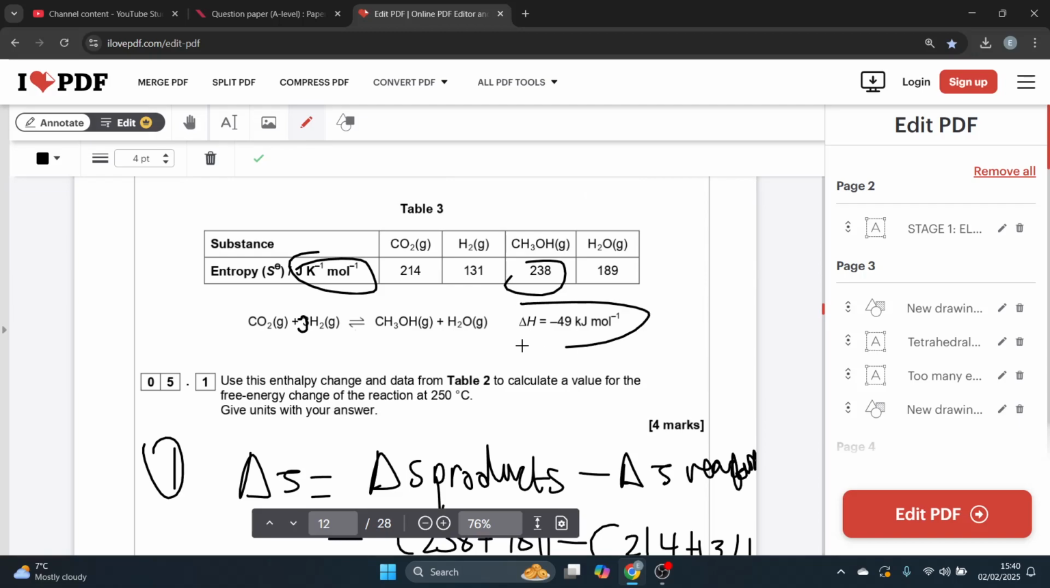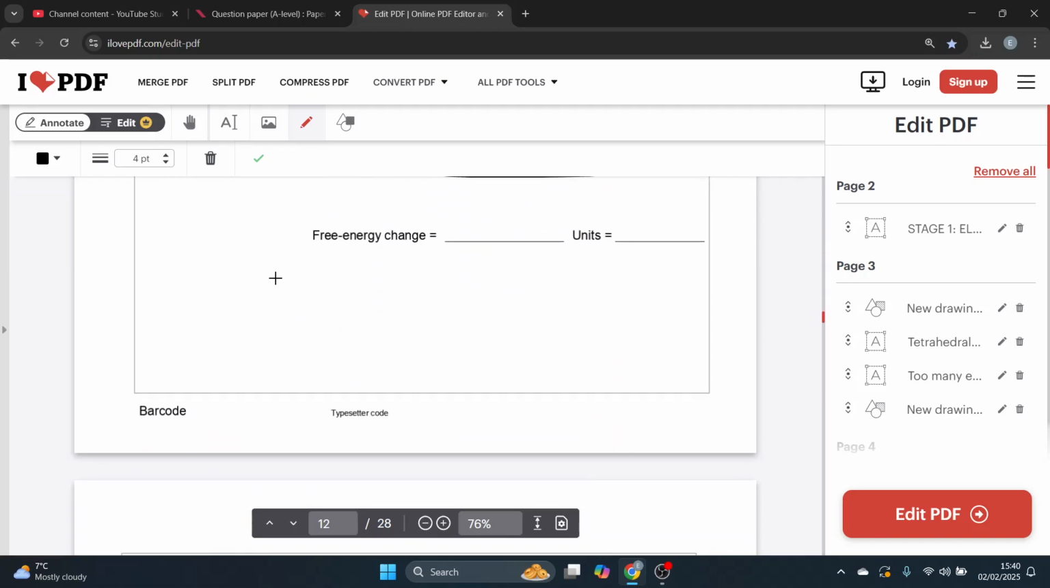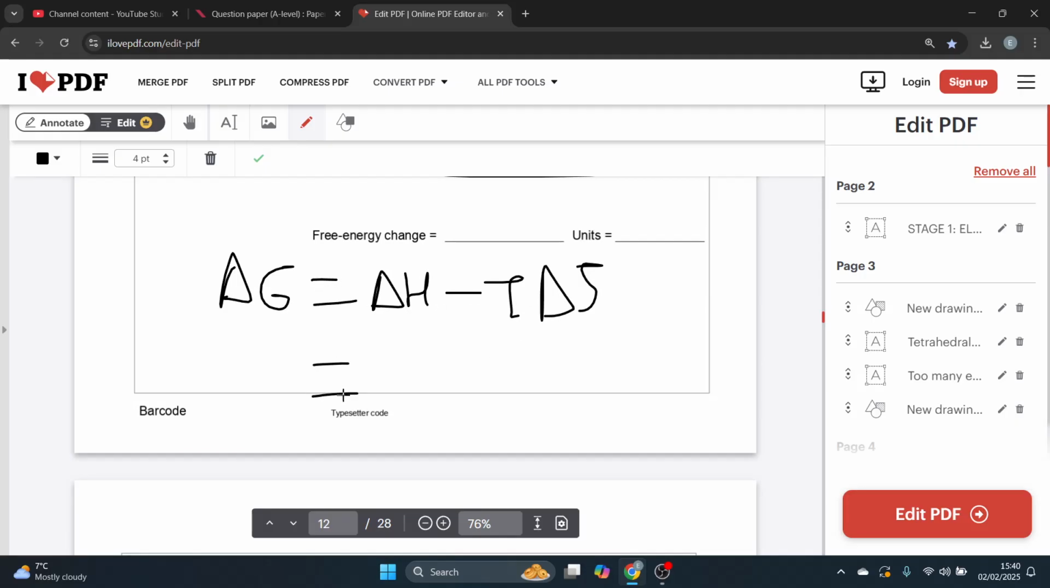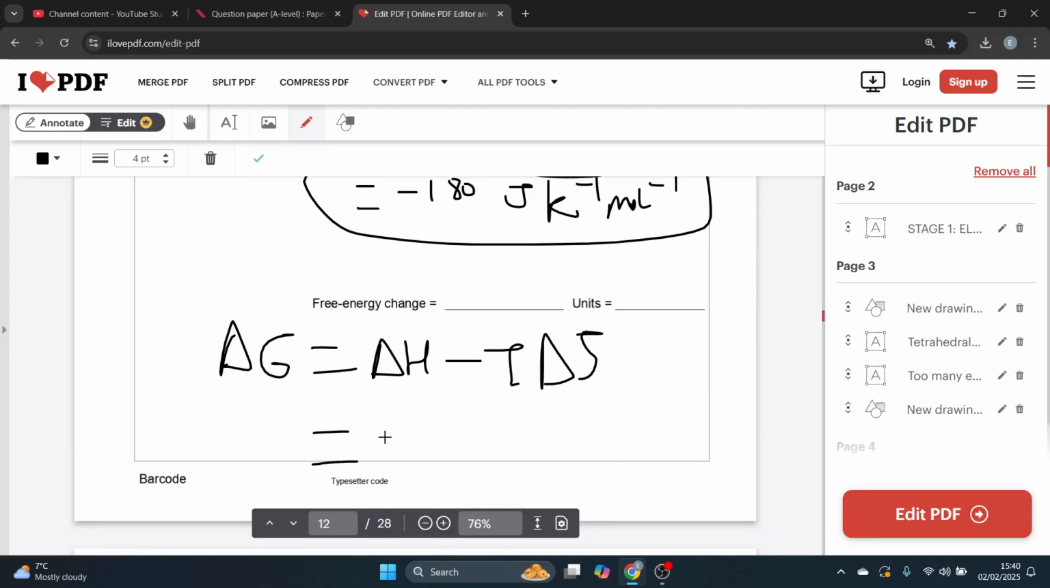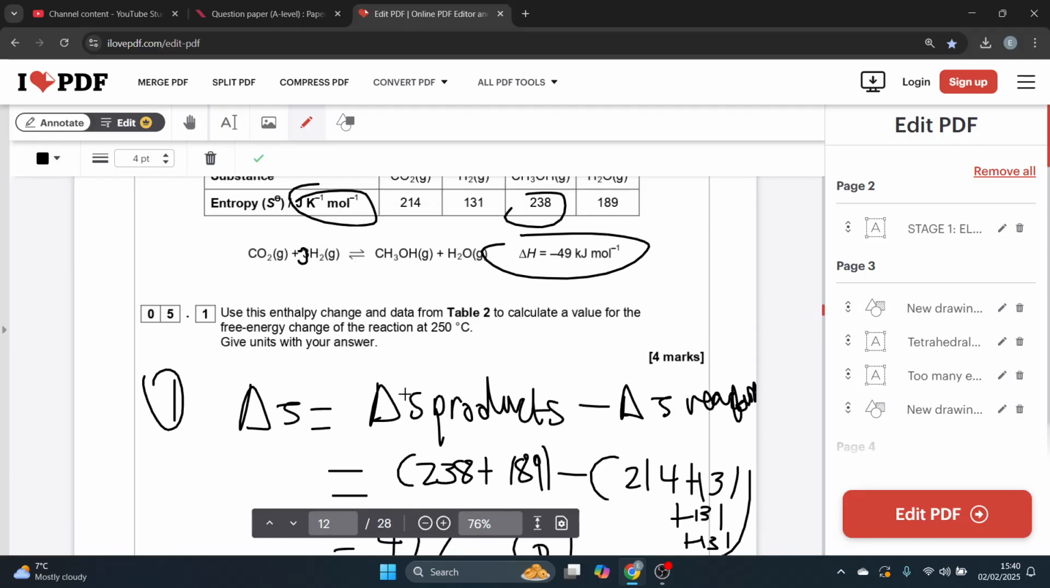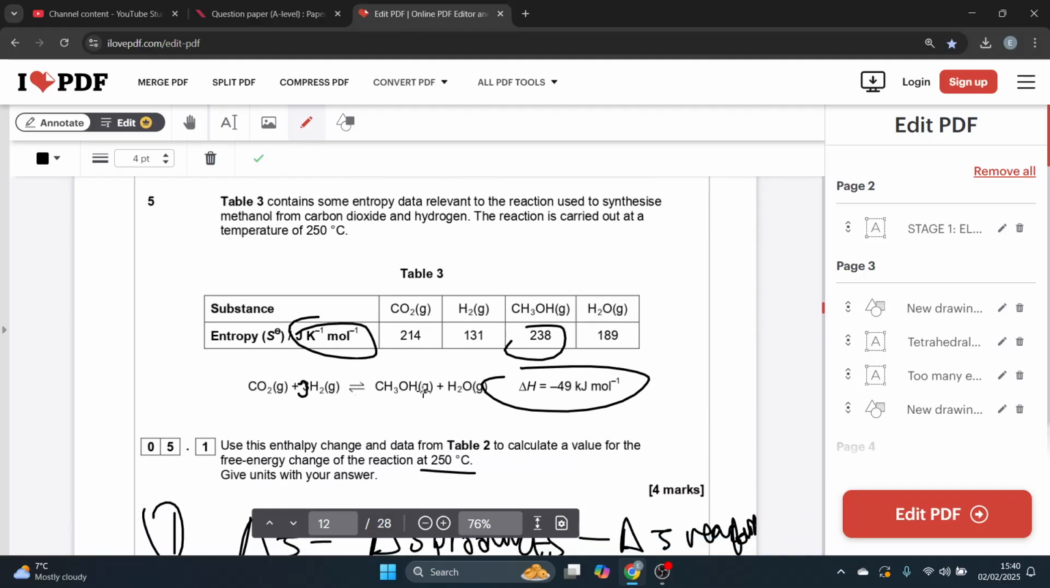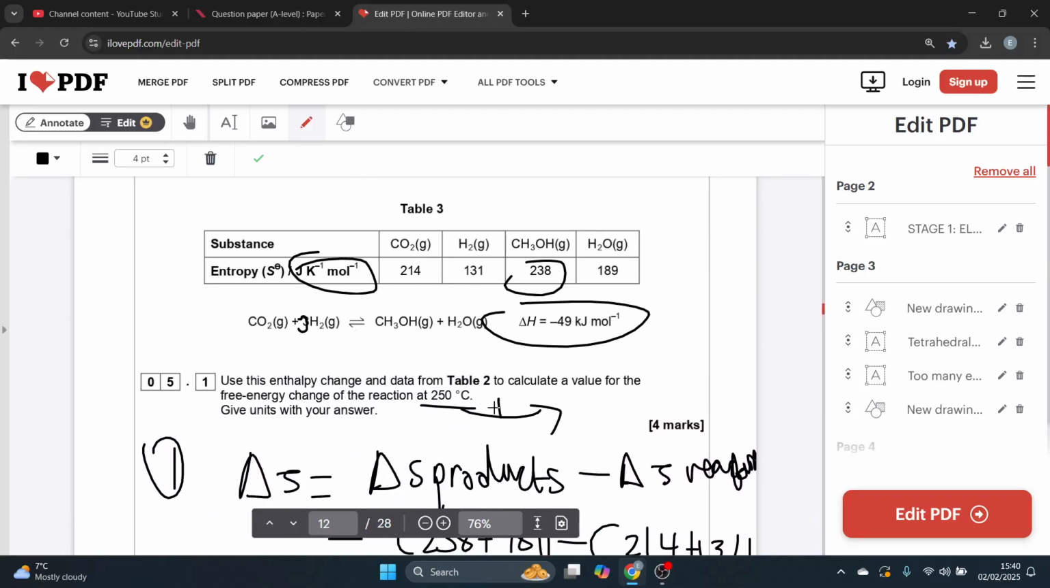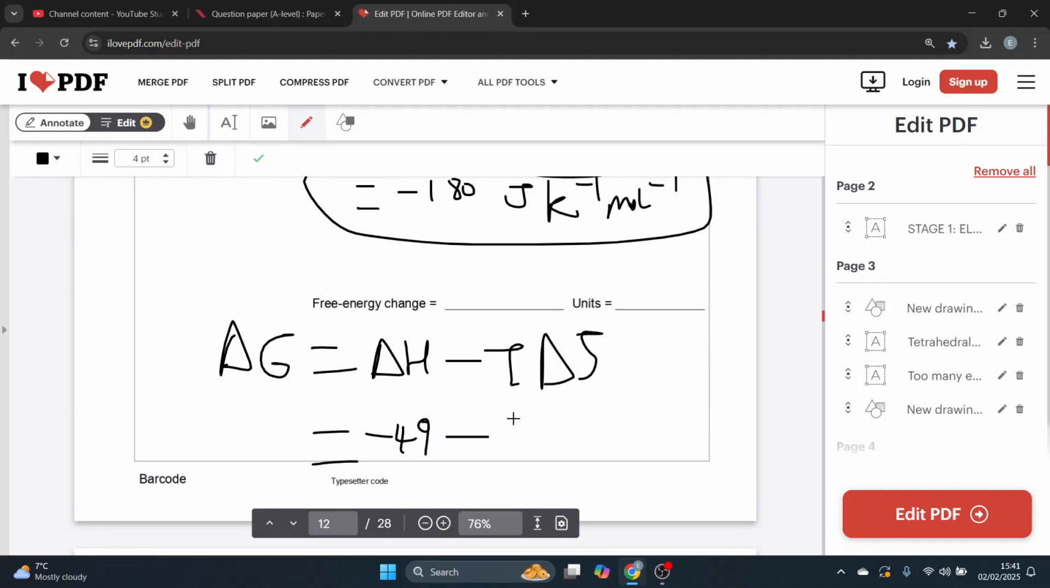Now I already know delta H, so now I can already find out Gibbs free energy change. Delta G equals delta H minus T delta S. I've got delta H, which is minus 49 in kilojoules mole to the power minus 1, minus the temperature in degrees Celsius. I need it in Kelvin, so I need to add 273, 250 plus 273, 523 Kelvin. So minus 523 times delta S, entropy change, minus 180.